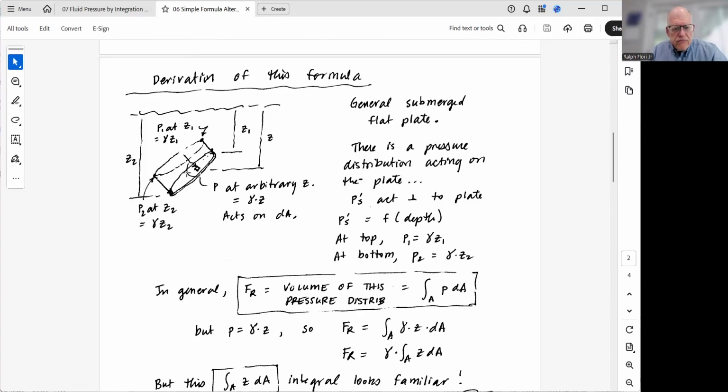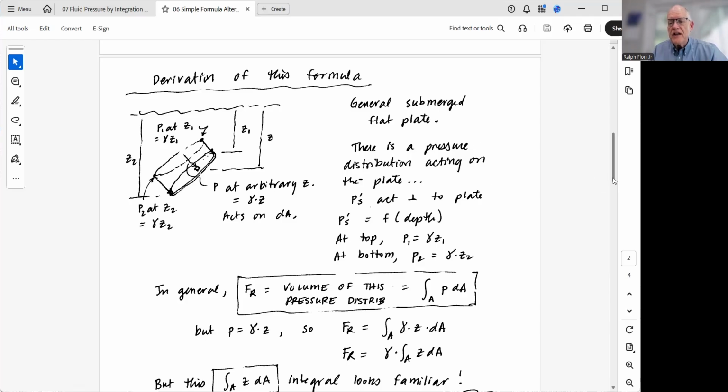So remember, the resultant force is the volume of the pressure distribution. For a simple flat plate of constant width, you have a triangle or a trapezoid, and it's a relatively simple problem. But this kind of problem is not easy. One alternative is to integrate it, and I've already done some integration. I'm going to do some more examples in a little while. But this is a complex problem, and the F equals gamma Z bar A formula applies to this. It's a pretty simple approach.